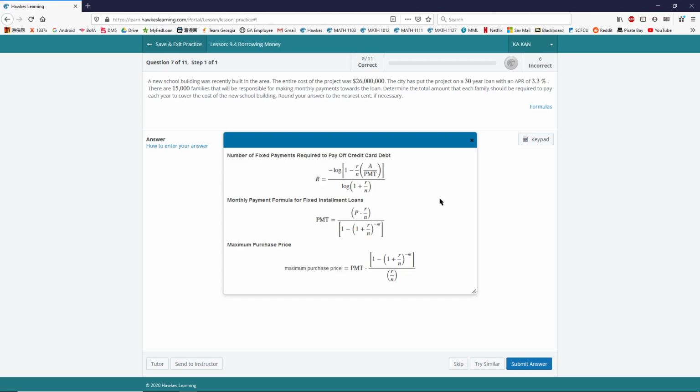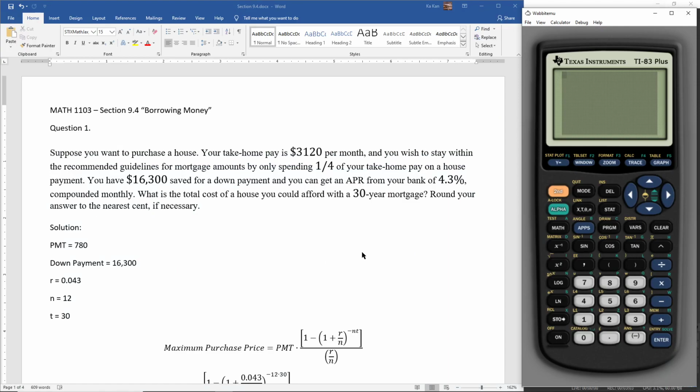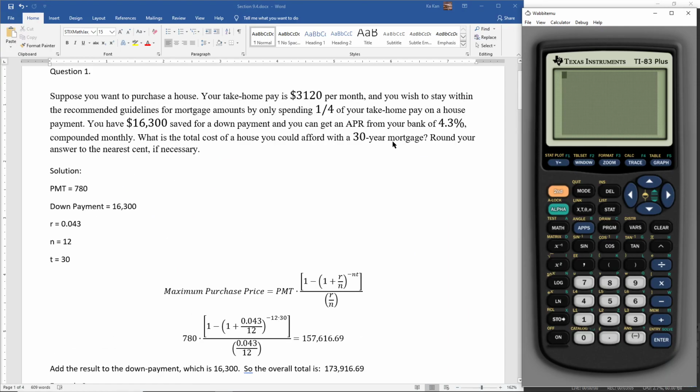So now the first thing we'll do is type in the formula. I mean, you can just write it down, right? What is the PMT? That's the payment that you're gonna be making to the mortgage company. Now your paycheck is 3120, right? You want to stay within a quarter. So just go over here, 3120 divided by 4. That's how I got 780.